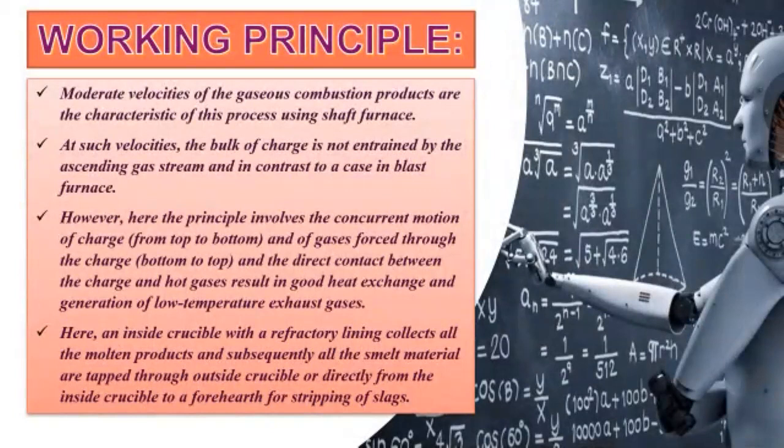Let's talk about the working principle of the shaft furnace. Moderate velocities of the gaseous combustion products are the characteristic of this process using a shaft furnace. At such velocities, the bulk charge is not entrained by the ascending gas stream, in contrast to the case in a blast furnace. However, here the principle involves the concurrent motion of charge from top to bottom and of gas forced through the charge from bottom to top. The gases result in good heat exchange and generation of low temperature exhaust gases.